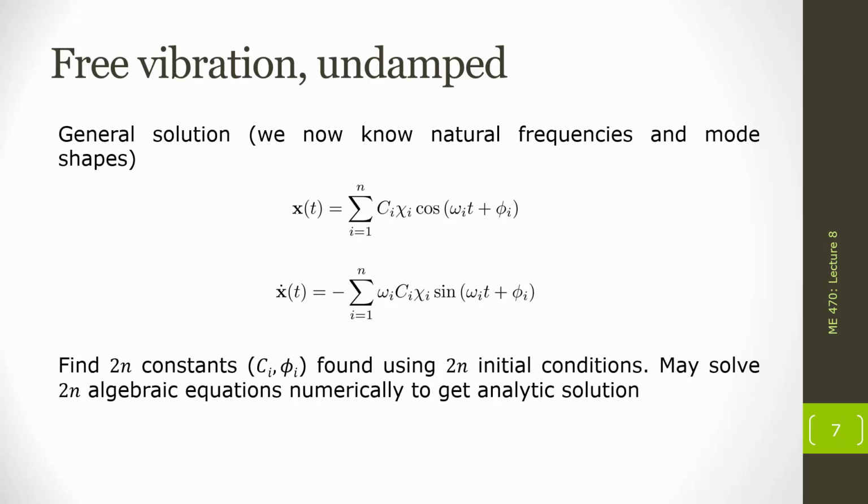But we're going to see that as we get more and more degrees of freedom, especially as we get to doing finite element analysis, where we could have hundreds or thousands of degrees of freedom in our system, the principal coordinate analysis is going to be a much more efficient way to find all of these c's and phi values.